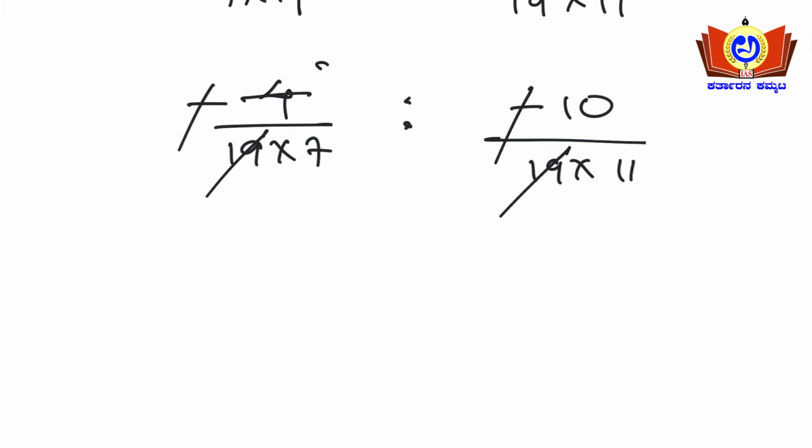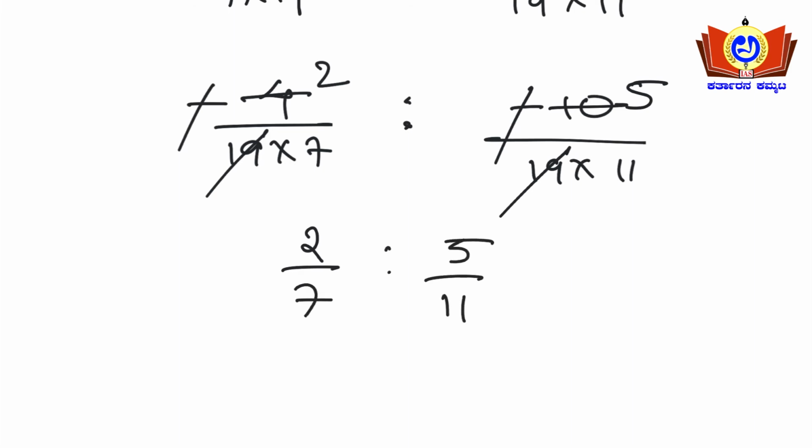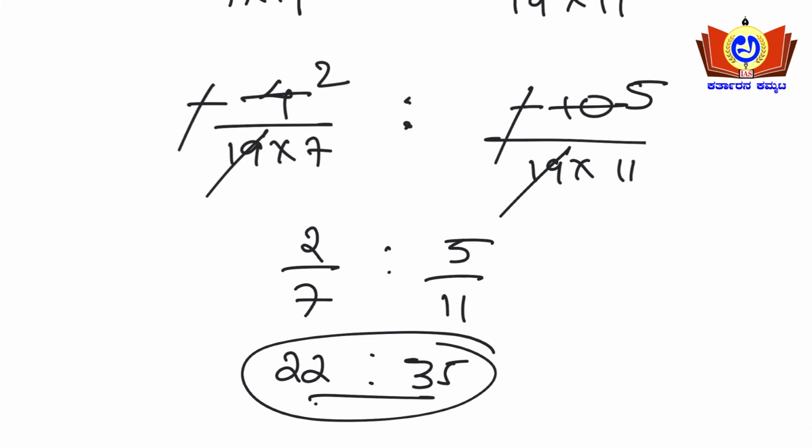So 2 times and 2 fives, yes or no? So the ratio will be 2/7 is to 5/11. When you cross multiply, that is nothing but 22 is to 35. This is the ratio and this is the answer here. A simple problem guys, but the caution you need to take is writing the ratio in the correct manner. Only then will you arrive at the answer in a shorter time.